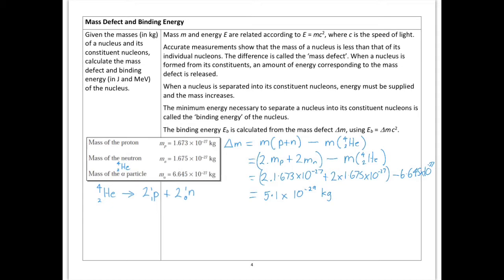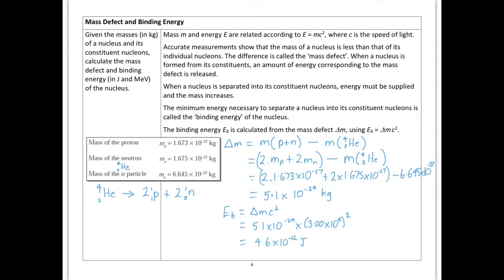We put that into the Einstein relationship to work out the binding energy, and we get that that is equal to 5.1 times 10 to the minus 29 times the speed of light squared, and that works out to be 4.6 times 10 to the minus 12 joules.